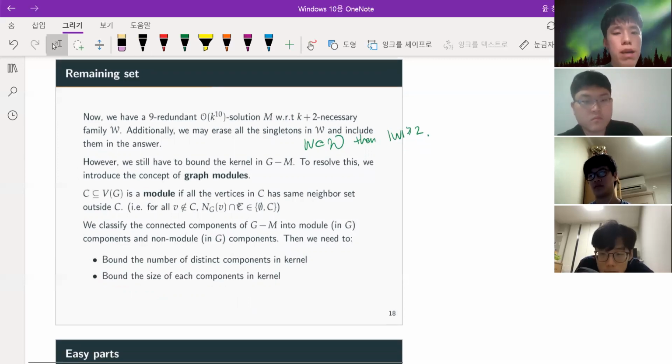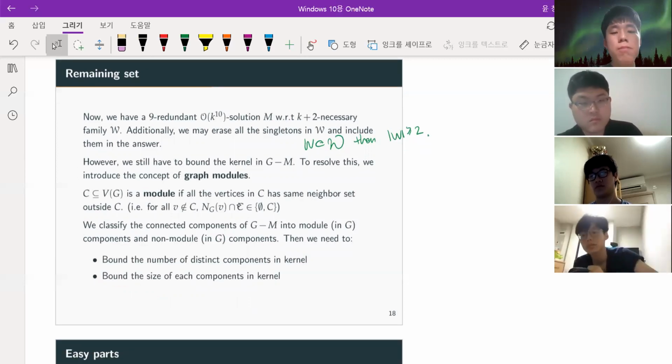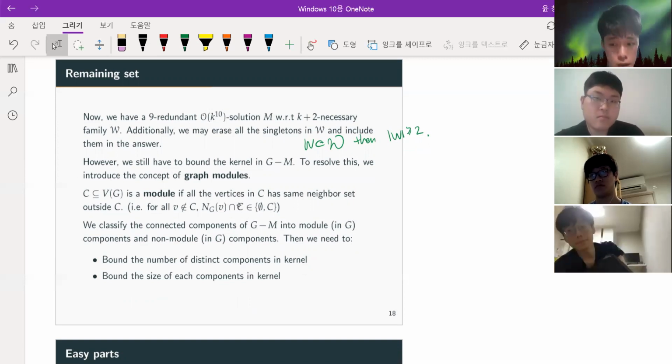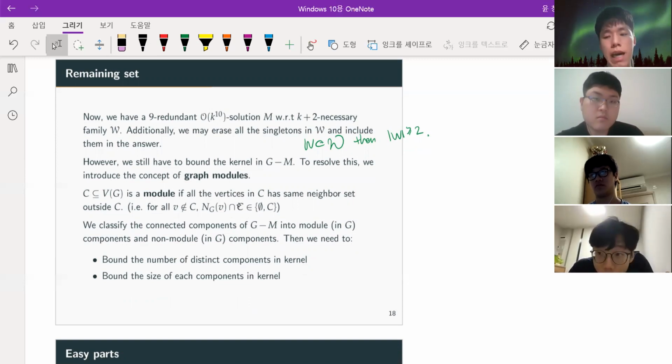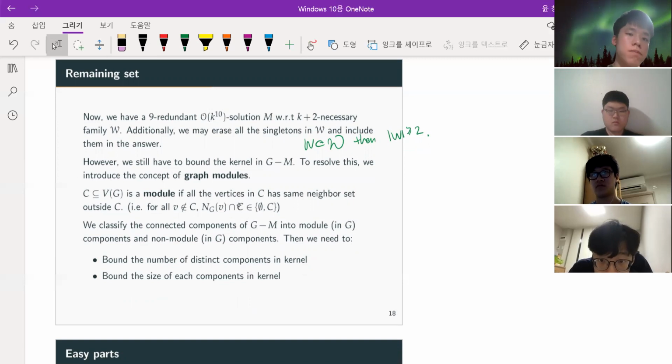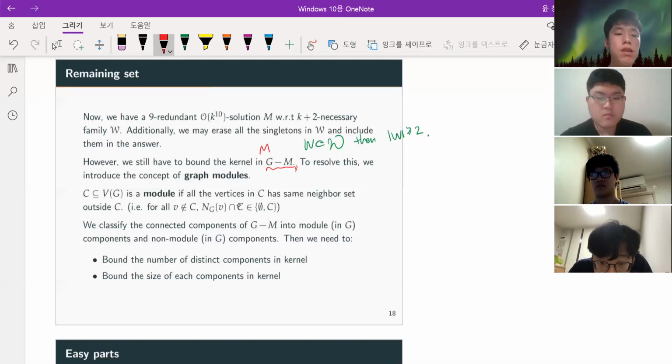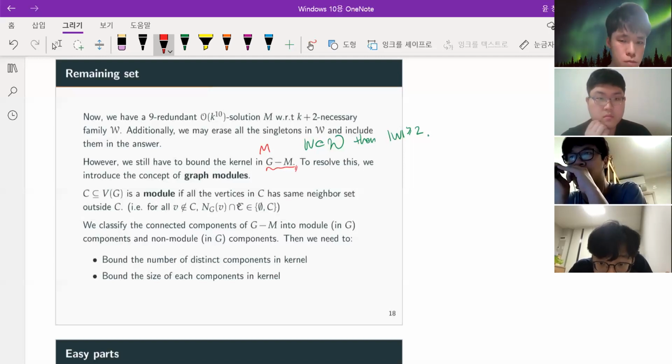However, to make a polynomial kernel, we still have to bound the size of G minus M. Since redundant solution is a very crude approximation, if the answer size is K, we have a K10th size. However, we are designing a polynomial kernel, so keeping M and G minus M in polynomial size is our goal. So to bound the size of G minus M, we introduce the concept of graph modules.